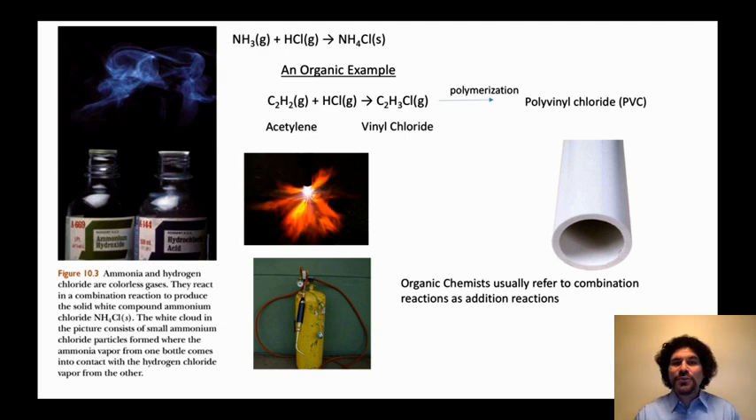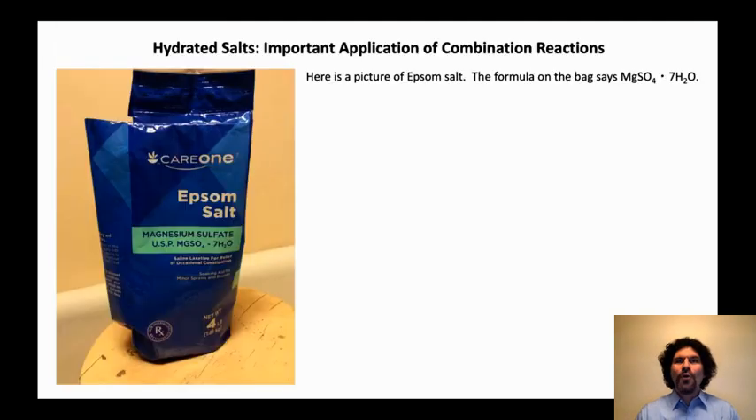Now, since this was an organic example, I just wanted to give you one other tidbit. Organic chemists usually refer to combination reactions as addition reactions. You will study lots and lots of addition reactions when you go on and study organic chemistry, but this gives you a way to make the connection between what you'll study in that course and the classification scheme that you're learning in this course.